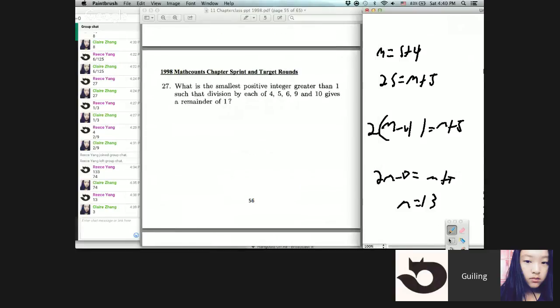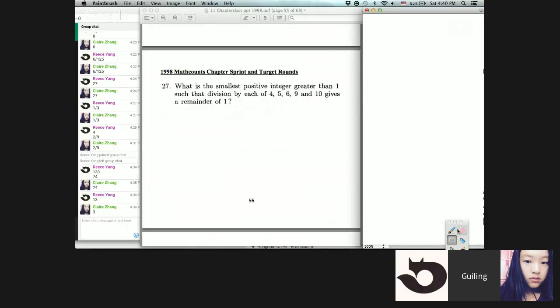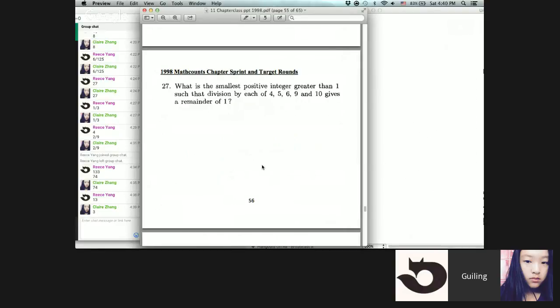Okay, let's try this one. What is the smallest positive integer greater than 1 such that division by each of these gives a remainder of 1?